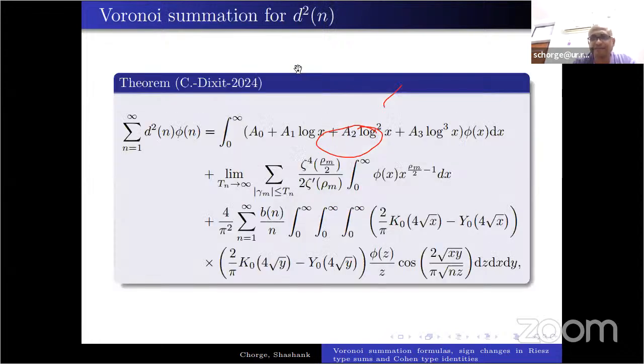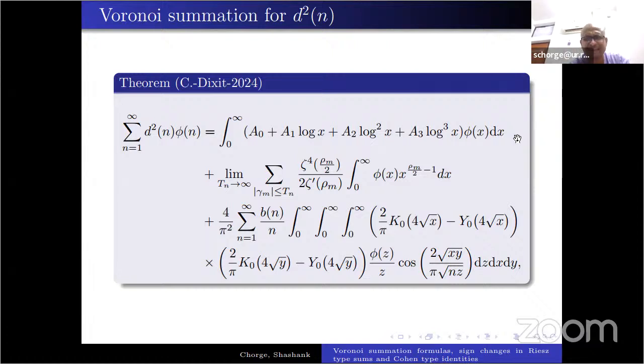And just let me clear this. In that case, we get a Voronoi summation formula for d square as follows. So d square n phi of n, summation n equals 1 to infinity. This first integral kind of represents the main term.